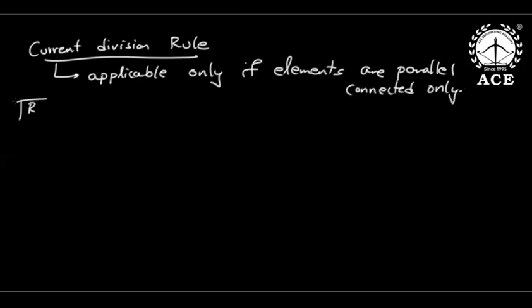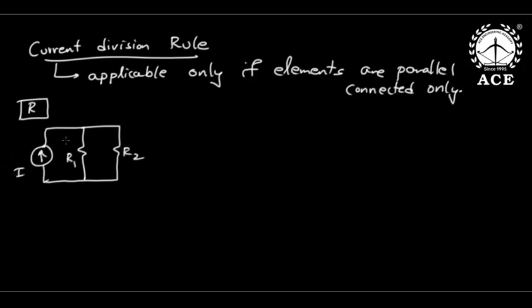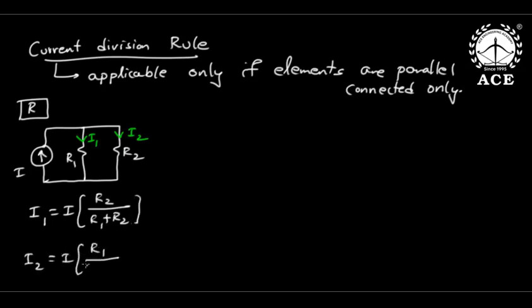Now first let us talk about resistors. Imagine two resistors in parallel, driven with a constant current I. This is R1, this is R2. I want IR1 and IR2. Current division is inversely proportional to resistance. So this current I1 is total current into R2 by R1 plus R2, and this current I2 is total current into R1 by R1 plus R2.